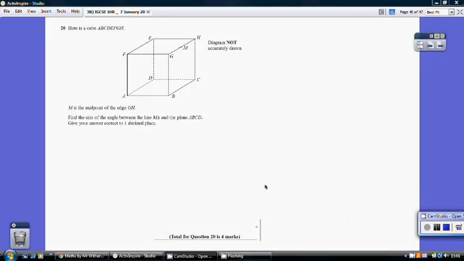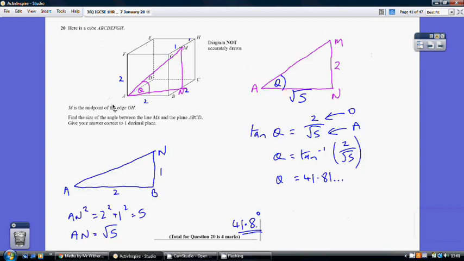So, question 20. Now, we're not given any lengths here, but we know it's a cube, so the lengths are all the same, and we're told that M is the midpoint. So what I'm going to choose to do is just let the total length be 2, so that when we have a midpoint, the length is 1. Now, I think half the battle here is understanding what angle they're asking us to work out in the end.